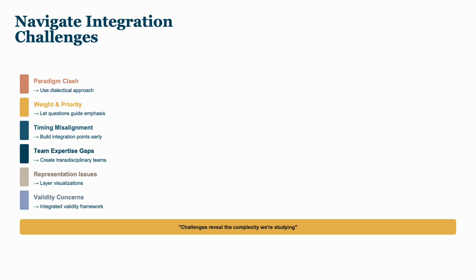You might struggle with weight and priority. Let your research questions decide which data stream leads. You might face timing misalignment. The fix is to build integration points early in the design. If you have team expertise gaps, create transdisciplinary teams where skills complement each other.